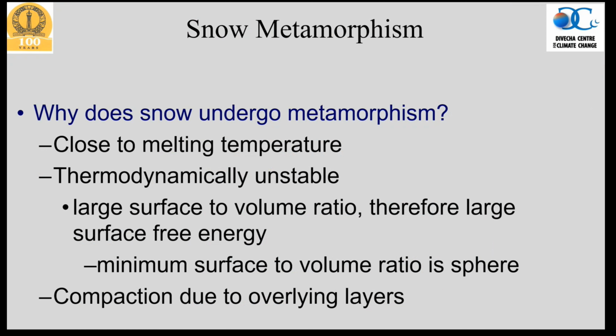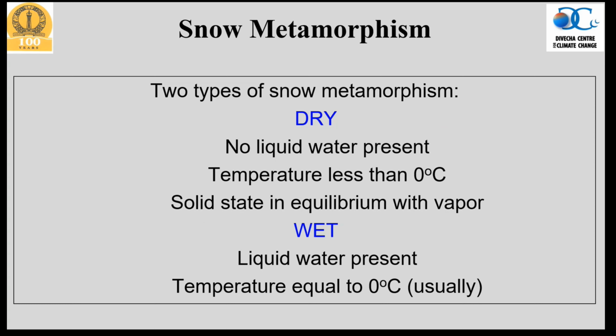So the key question is, now we have seen why snow undergoes metamorphism, and that is because if temperature is close to the melting point, then it becomes thermodynamically unstable, and it creates a large surface to volume ratio. Therefore, large surface free energy is available, and it minimizes, and therefore it becomes rounded and compact, and it gets compacted to overlying layers. I think we will look at some of the pictures so you will get the idea. So there are indeed various types of metamorphism.